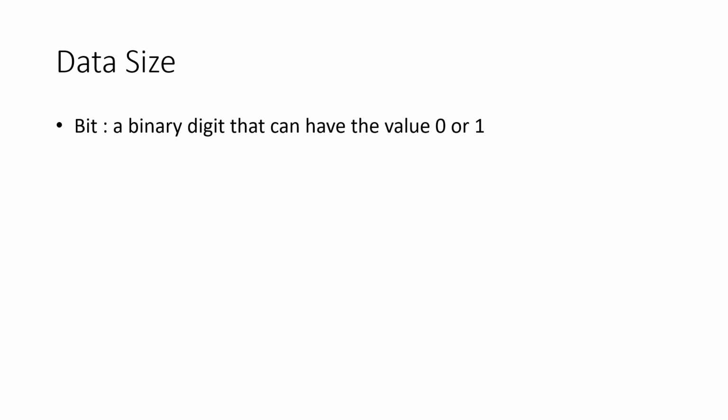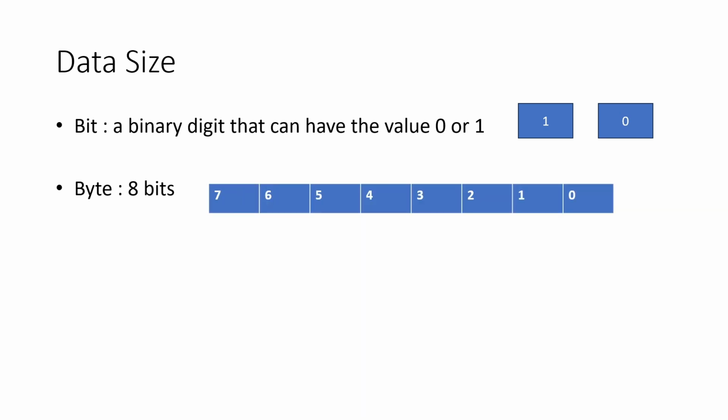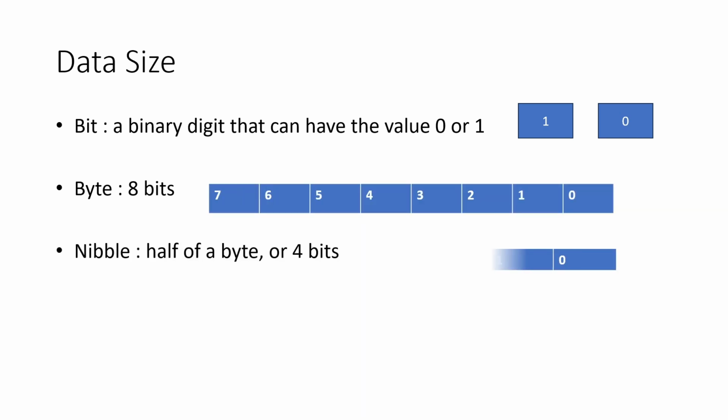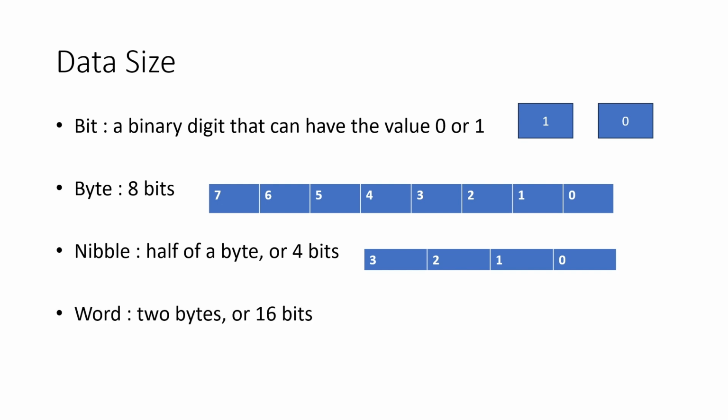Firstly, we should know data size. The microcontroller operation is always performed on a bit. So what is a bit? A bit is a binary digit that can have the value of 0 or 1. It is a single 1 or a single 0. Next, byte. A byte is a combination of 8 bits, the combination of 4 bits is known as a nibble, and the combination of 16 bits is known as a word.